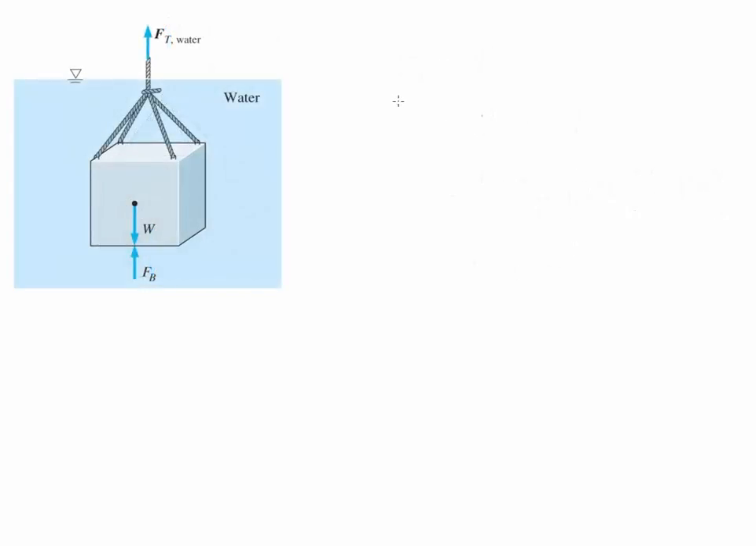Let's now do the analysis when the concrete block is submerged into water. In this case, the forces are the tension in the rope, the weight of the concrete block, and the buoyancy force. Therefore, the tension in the rope is going to be equal to the weight of the block minus the buoyancy force. The weight of the concrete was calculated in the previous step, so let's now calculate the buoyancy force.